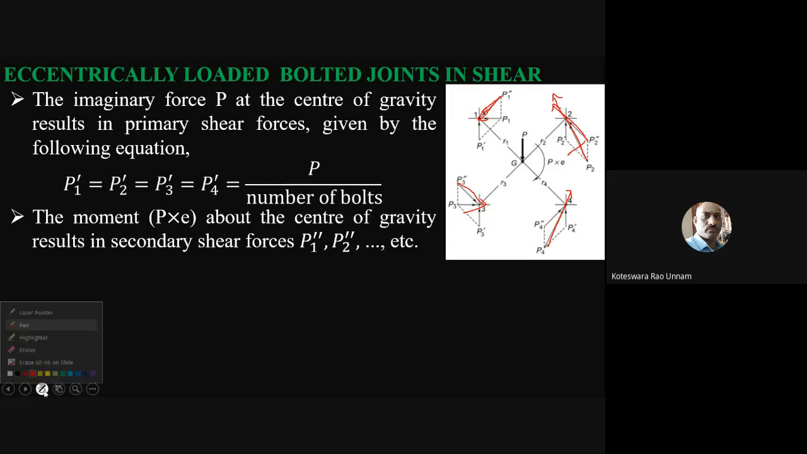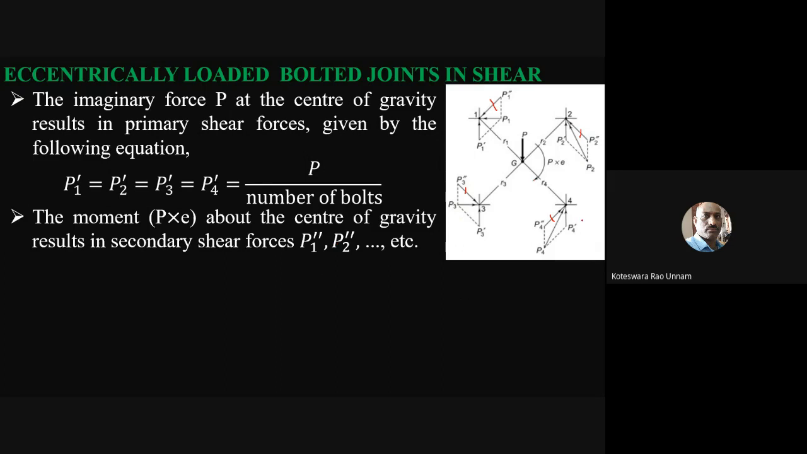So, like that, I can identify this is a secondary shear force on bolt 1, and this is the secondary shear force on bolt 3, and this is the secondary shear force on bolt 2, and this is the secondary shear force on bolt 4. So now I want to find out the magnitude of the secondary shear force also. Then only I can find out the resultant.